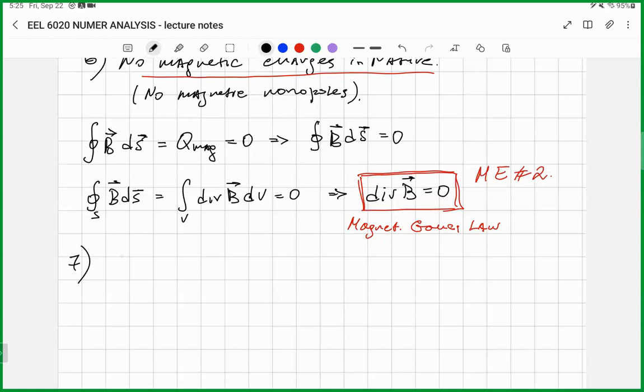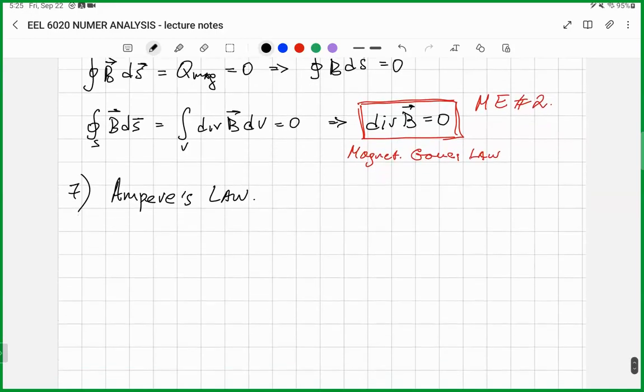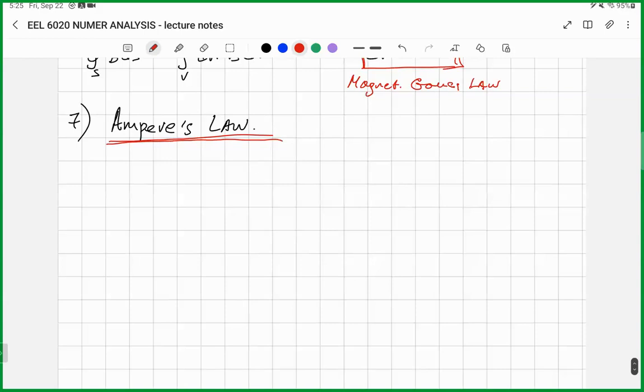All right, so the point number seven. We call this Ampere's law. So this law is about circulation of magnetic field. And the best way to introduce this law is to first consider the Biot-Savart law.